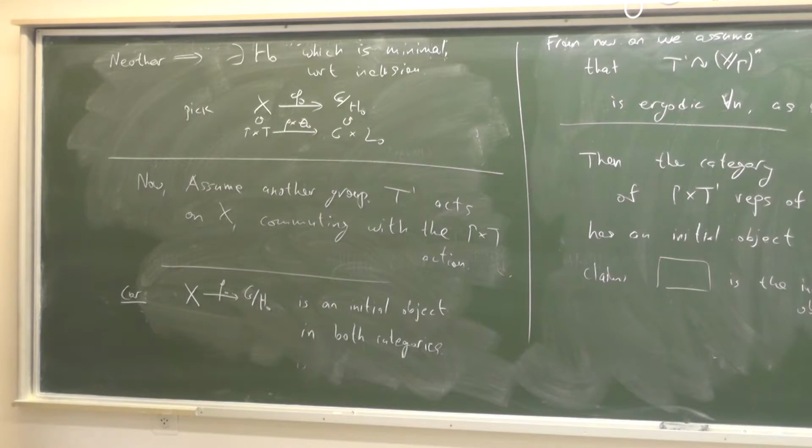I'm not sure. It probably is, but somehow we showed that if you forget part of the structure, then it's the G mod H zero. But somehow it seems to me it's not yet complete, the proof that the row times theta prime is really the initial object.